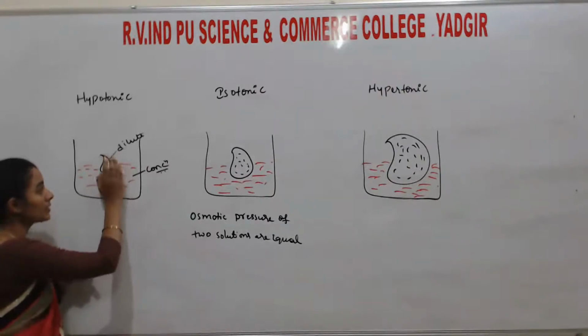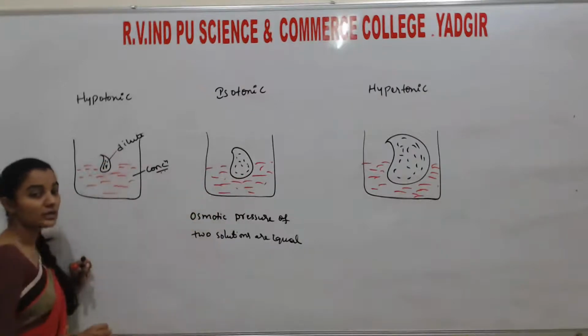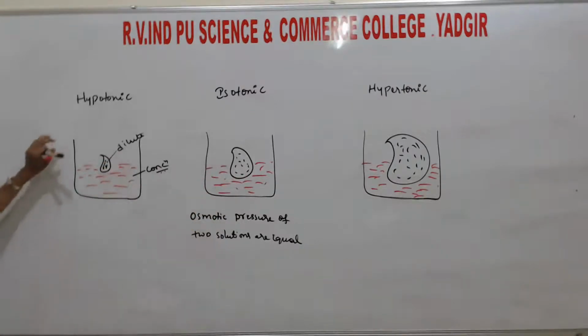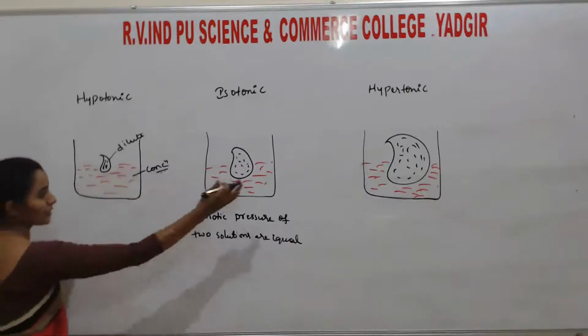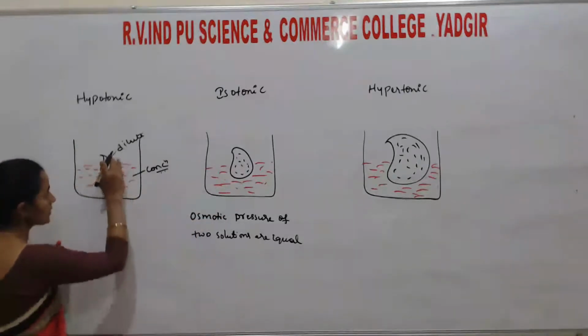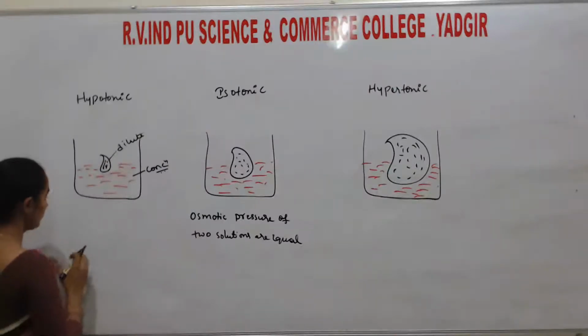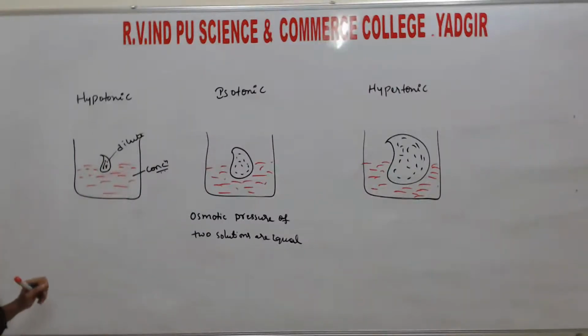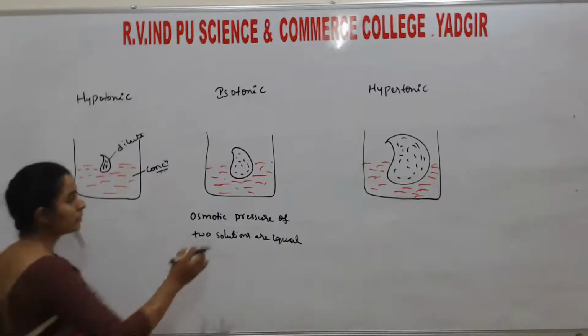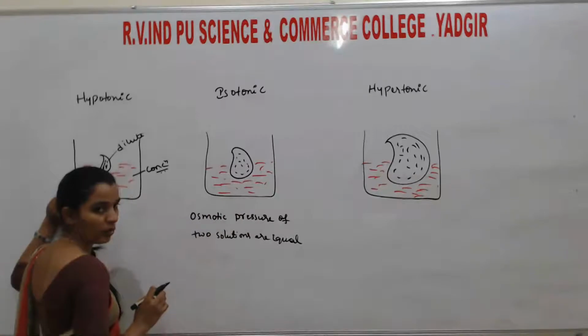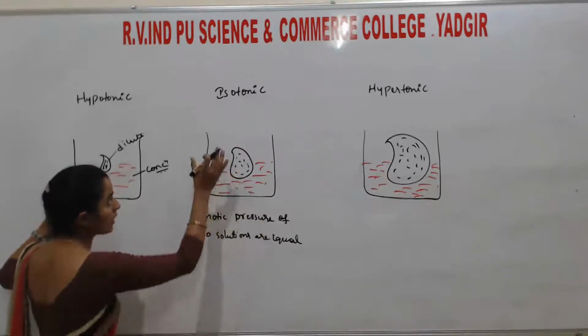So what happens? The cell shrinks, so the size decreases. This type of solution is called a hypotonic solution. Here these are blood cells in this solution. This is 0.9%, consisting of that much concentration. Here we consider NaCl, which is highly concentrated. If the solution inside the cell and the water or solution outside are equal, then it is isotonic.